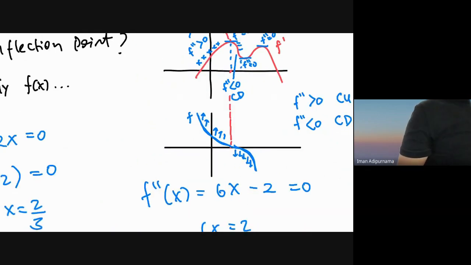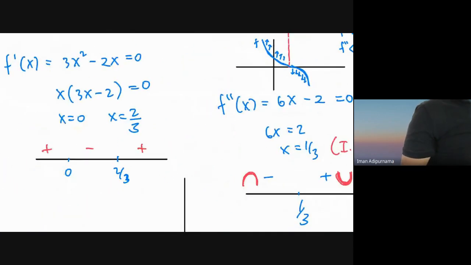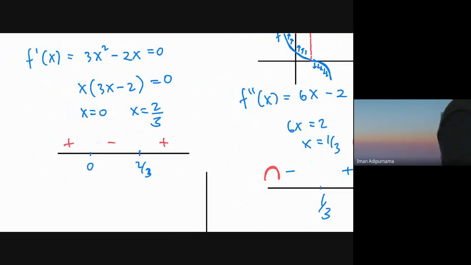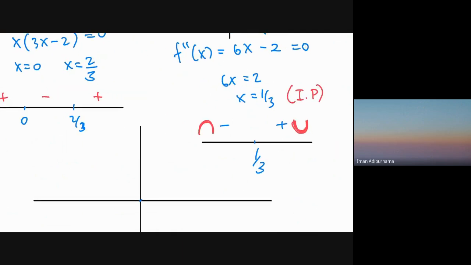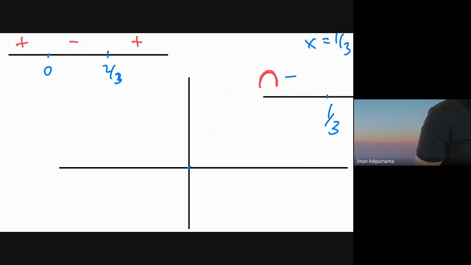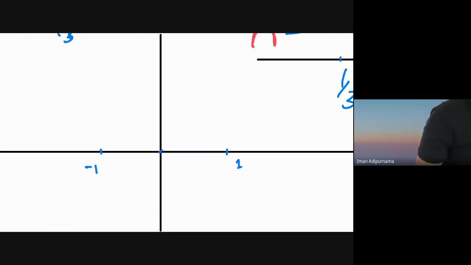Okay, back to the question here. We have the critical numbers 0 and 2 over 3, and also the inflection point is probably 1 over 3. How can we draw the graph? First, maybe making this -1, this 1, and because we have 2 over 3 and 1 over 3, maybe it will be here and here. This will be 1 over 3, and this will be 2 over 3.